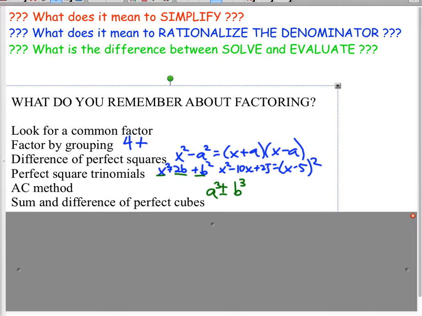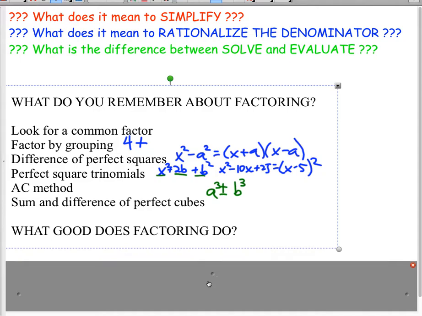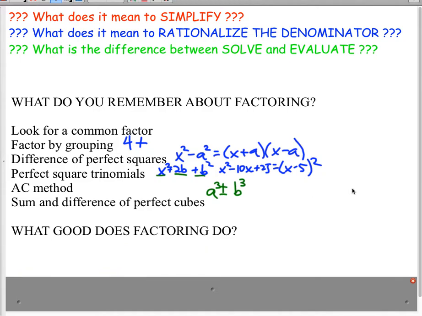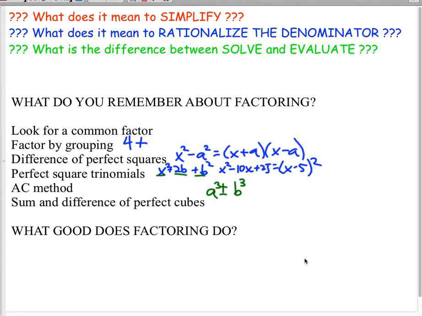What does factoring do for us? Like, what's the point of factoring? What factoring does for us is it helps us to find the zeros, roots, x-intercepts, solutions. That's what it does for us. Factoring breaks it down to where that polynomial or quadratic came from.